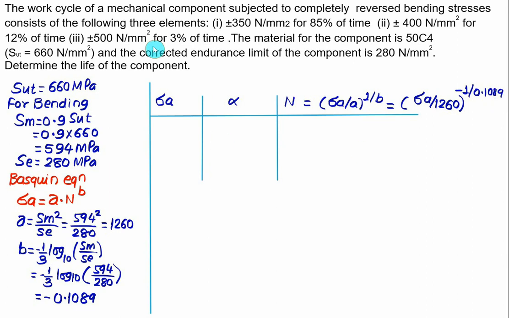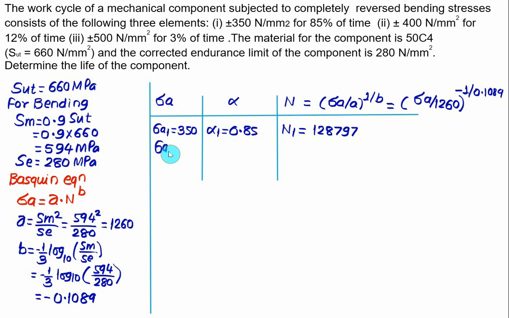So let's put in the values one by one. In the first case we have sigma amplitude equal to 350. The corresponding value of alpha 1 will be equal to 0.85. You have to substitute in this equation and calculate N1, and this value is very close to 128797.